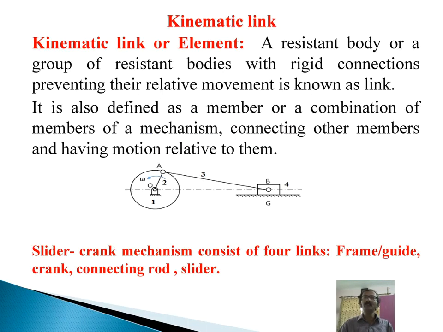Kinematic link or element is a resistant body or a group of resistant bodies with rigid connections preventing their relative movement, known as a link or kinematic link. It is also defined as a member or a combination of members of a mechanism connecting other members and having motion relative to them. This is the diagram of a slider crank mechanism. There are four links: frame or guide, crank, connecting rod and slider. This is used in the IC engine.